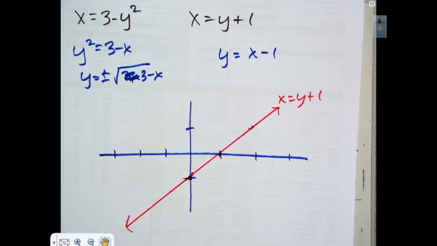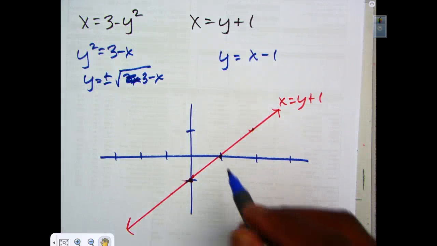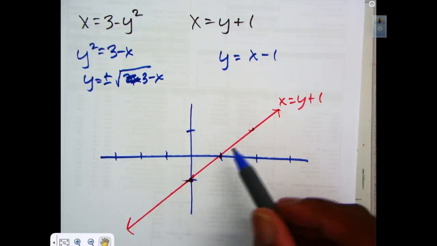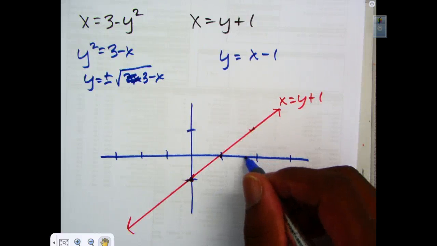Okay, so now we need the graph of x is equal to 3 minus y squared, or y is equal to plus or minus the square root of 3 minus x. When x is 0, y is the square root of 3, right? About how much is the square root of 3? Like 1.72 or something like that. So it's going to be somewhere around here.